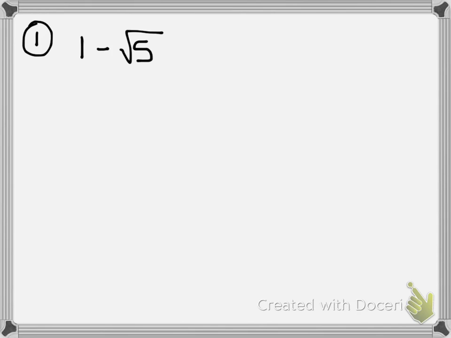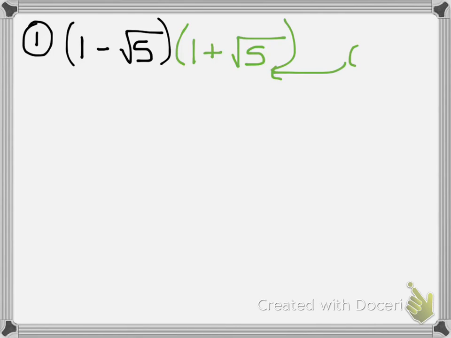Okay, so first off, we need to identify what is the conjugate pair for this. In order to identify that, I'm going to write the conjugate pair in green. It is the same thing, but the middle sign changing. So instead of a minus, it's going to be a plus. This is the conjugate pair. For your homework, you have to write down what the conjugate pair is and identify what the product would be if you multiply them together.